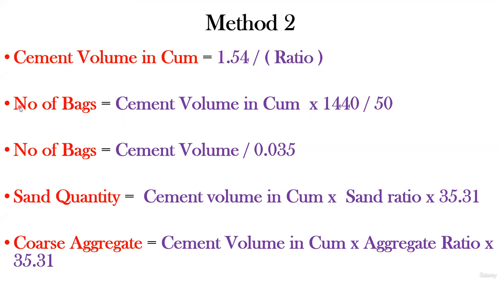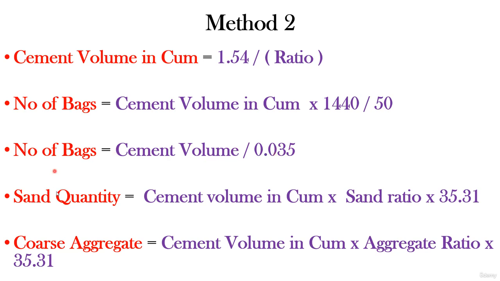Okay, now to find the number of bags, whatever answer you get here, that is the cement volume in cubic meter, you multiply this by 1440 divided by 50, which will come out to be 29. Or you can even do it this way: whatever cement volume you get, you divide it by 0.035, because this is the volume of one bag. Total volume divided by volume of one bag will give me the number of bags.